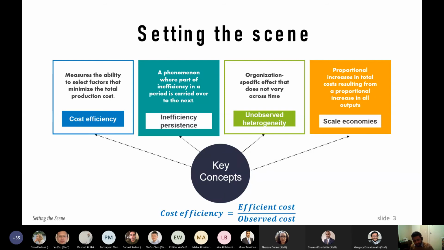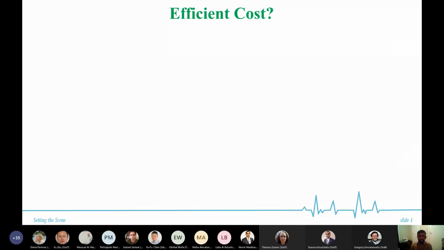Now, finally, cost efficiency, because we like to see things in percentages. If we want to calculate the cost efficiency, we say, okay, we know the efficient cost that comes from the efficiency frontier that we just saw in the previous slide, and we divide it by the actual or the observed cost, and then we get a ratio. Then we know exactly what the cost efficiency rating for a particular hospital is. So what is this efficient cost? How do we estimate that?